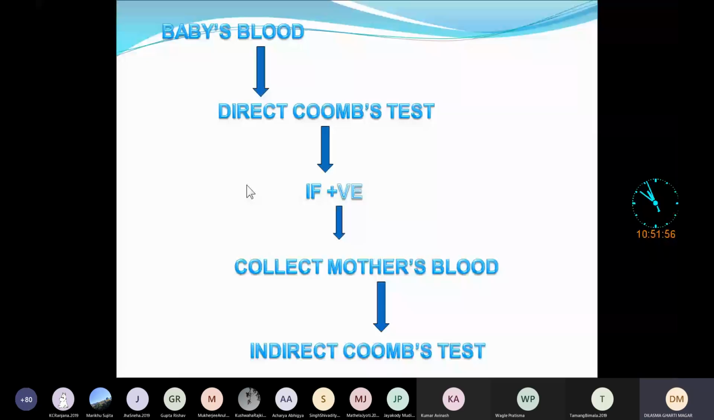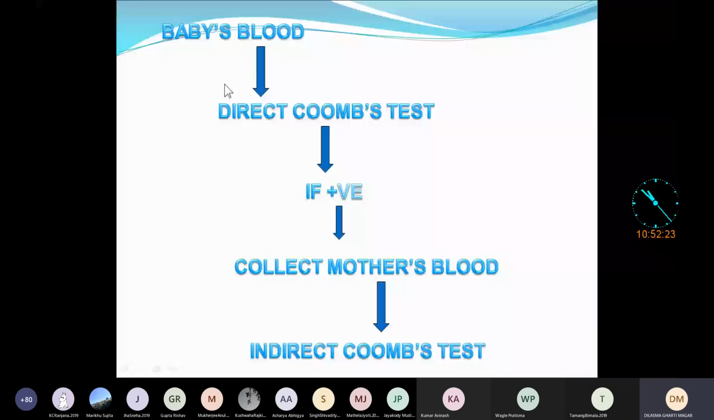in the baby we do the direct test because we want to see the attached antibodies on the surface of the RBC, isn't it so? But in the mother, these antibodies are not attached on the surface of the RBC, so they are in the plasma, isn't it? That's why we will do the indirect Coombs test in the mother, but in the baby we will do the direct Coombs test. So here you have to remember, in the baby we will do the direct Coombs test.